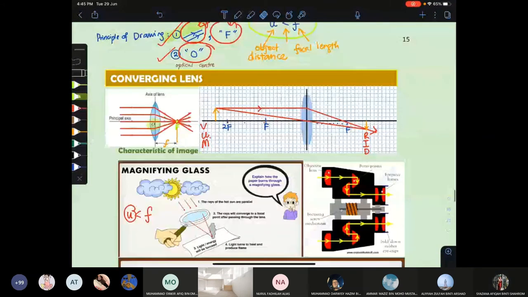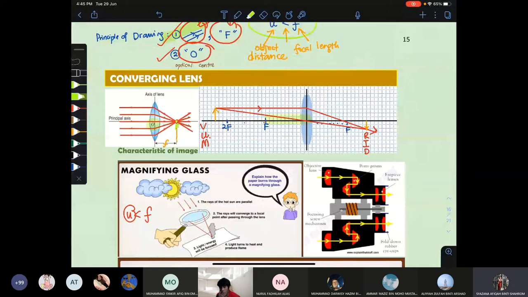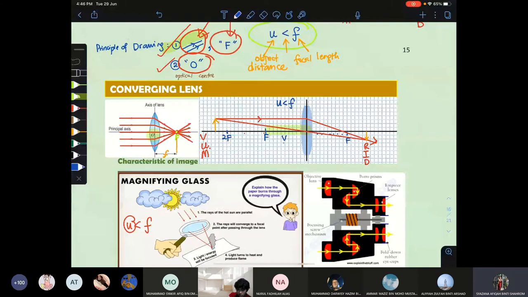So, the conclusion. So, kalau tengok conclusion, saya buat conclusion lah kat sini. If the object is here, here ni berapa? So sekarang ni F, okay, kat region yang saya highlight tu, that is the region where we have U less than F. So dekat region sini, the characteristic of image is, so this is important untuk objective question, virtual, upright, magnified.